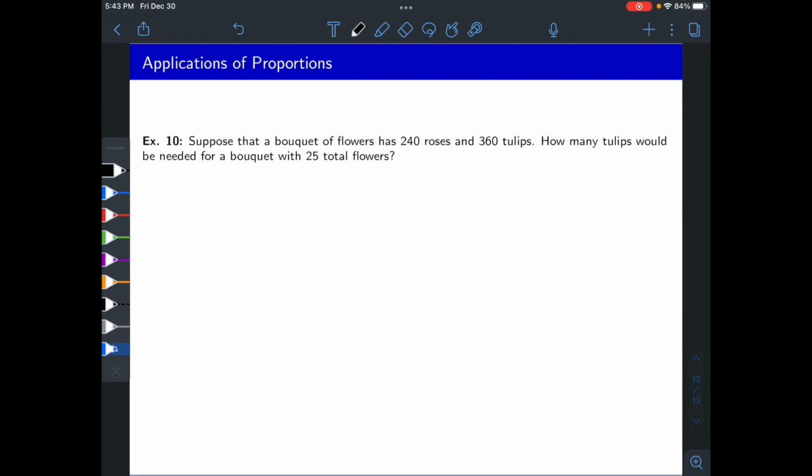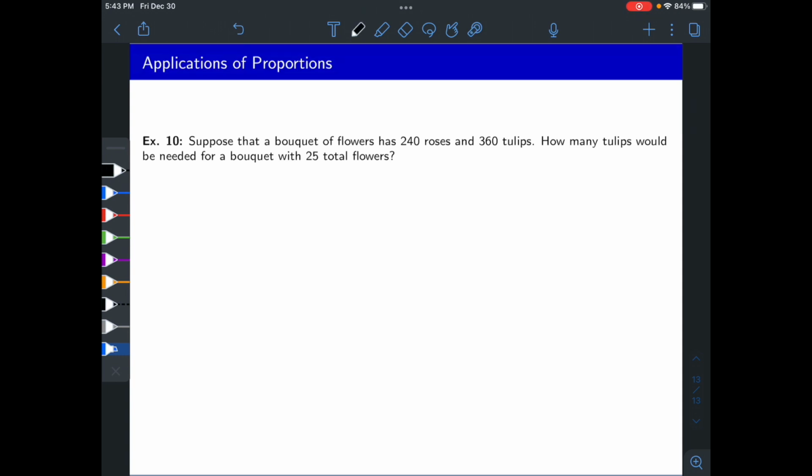This one I think is a little bit trickier. So let's suppose that a bouquet of flowers has 240 roses and 360 tulips. So same setup. How many tulips would be needed for a bouquet with 25 total flowers? So here we're not saying that there are 25 tulips or 25 roses. We're saying 25 total flowers. So this is actually going to mess with the ratio a little bit.